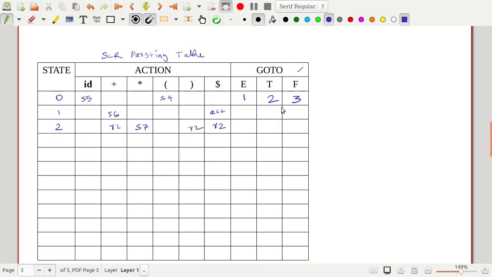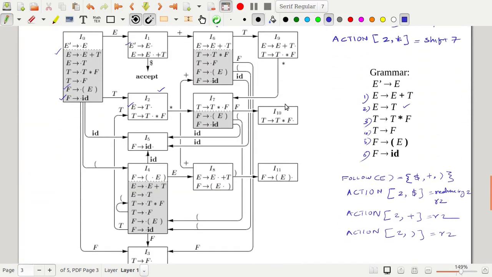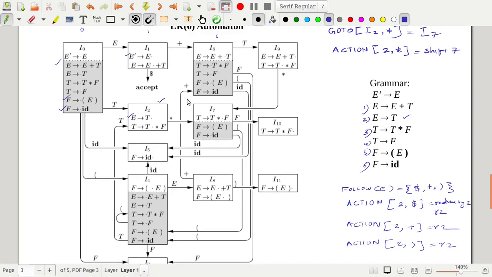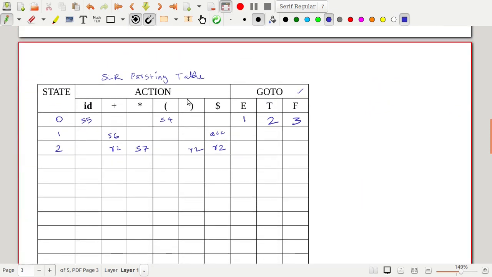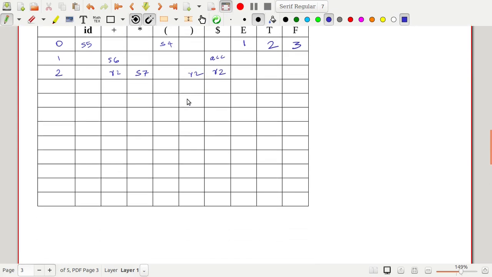Then next we can consider the go to part. Here in this case also there is no non-terminal after this dot, and there is no transition for non-terminals. Okay, so that part will become blank. Go to side of the parsing table will become blank in this case also. Next we can consider the state 3.